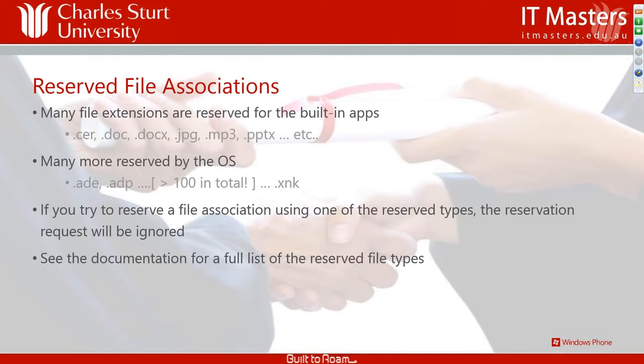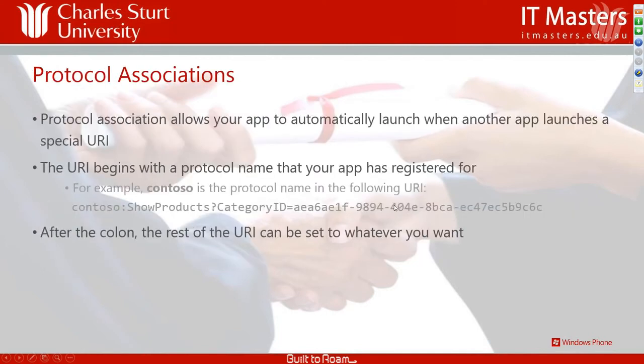As much as anything, it's very difficult to prevent collision of file associations. But if you create or register for a file association that's relatively unique to your application, you should be relatively safe. We've also got protocol associations, and these are roughly the same as file associations. The difference is that file associations are launched from a file, while protocol associations are essentially launched from a particular URI.